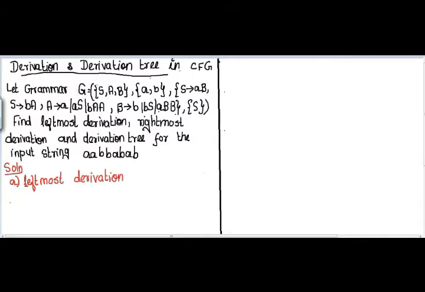Let grammar G be such that three non-terminals are used in this grammar, S, A and B, and two terminals are used, a and b. These are the production rules, and S is the start symbol. This is given in the question, and I am going to find the leftmost derivation, the rightmost derivation, and also the derivation tree for this input string. Let me start with the leftmost derivation now.